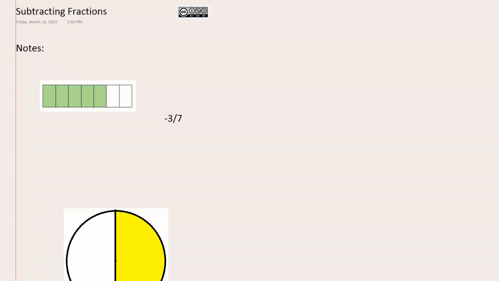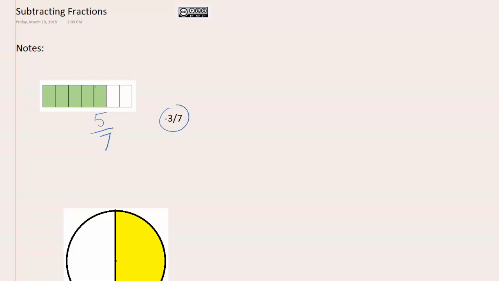In this picture, we've got this rectangle that represents one whole, and it's divided into 7 pieces. So each one of these is going to be 1/7. We've got 1, 2, 3, 4, 5 sevenths filled in. 5 sevenths. And then you can see that we're being asked to subtract 3 sevenths.